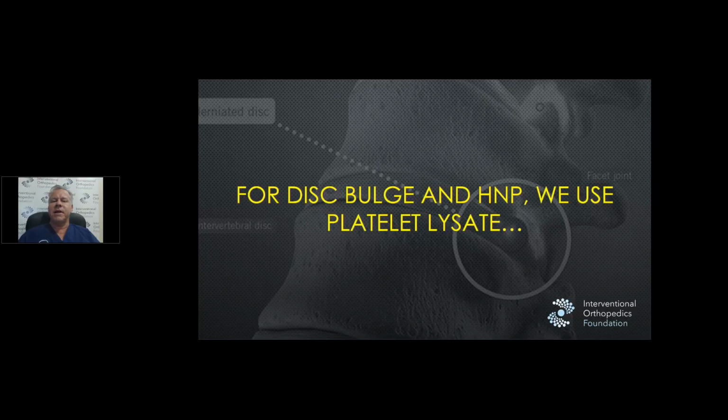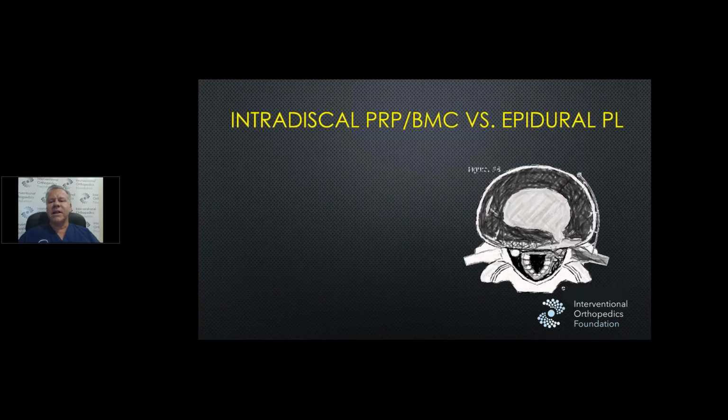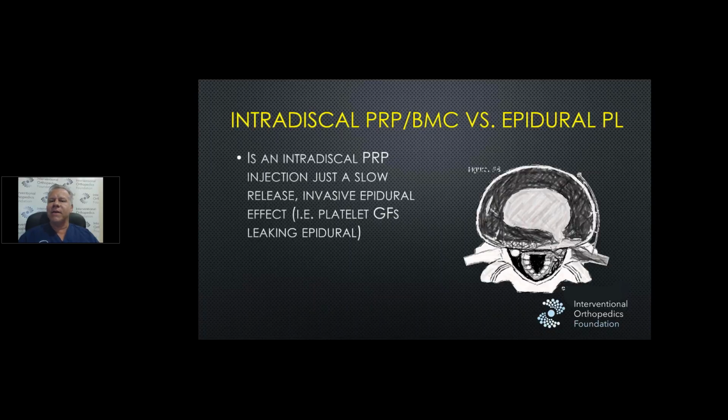So what does that mean? Platelet lysate, you might be familiar obviously with platelet-rich plasma, but you may not know what a lysate is. Basically, a lysate is where we take the growth factors out of platelets, versus platelet-rich plasma has the growth factors still contained in a platelet. And there's really been a lot of discussion about intradiscal PRP.